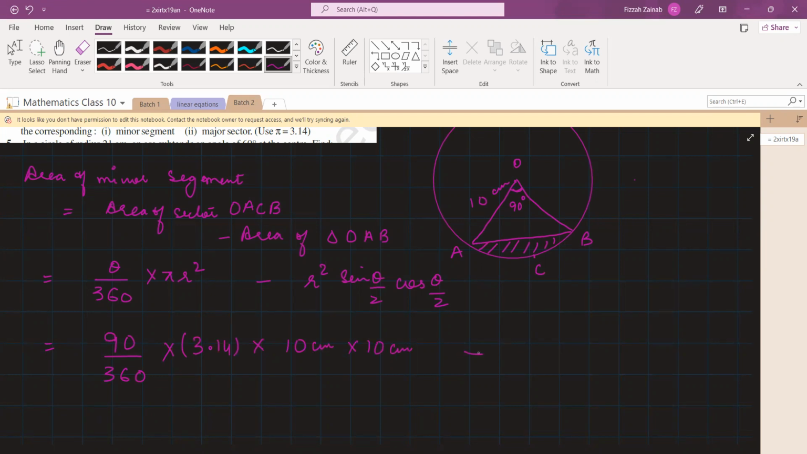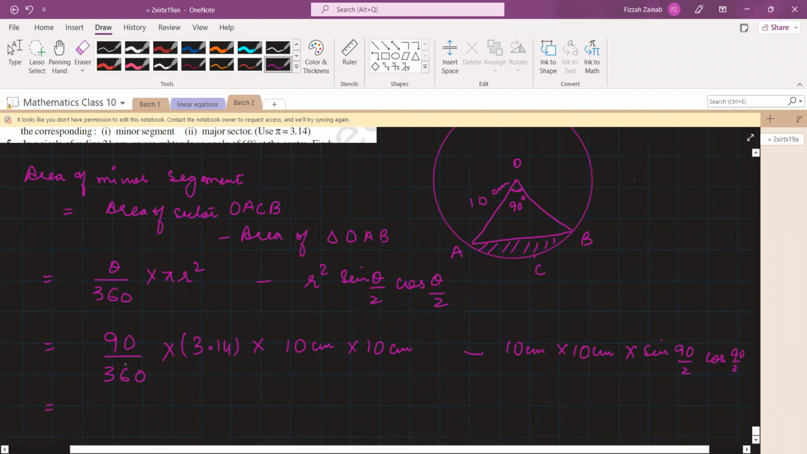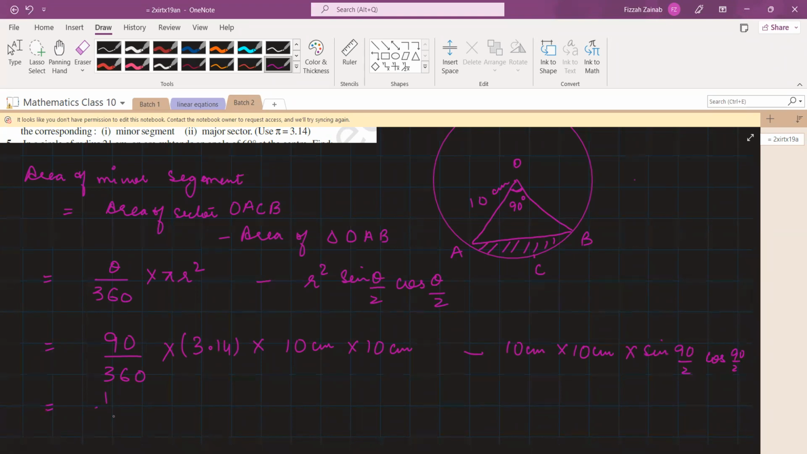Now minus, again radius is 10 centimeter into 10 centimeter into sine of theta by 2, right? So sine of 90 by 2 into cos of 90 by 2. So this is 1 by 4 into, if I remove the decimal, 314 divided by 100. And then you have 10 into 10 is also 100 centimeters square. And then minus, this is 10 into 10 is again 100 centimeters square. And this is sine of 45 into cos of 45 degree, right?